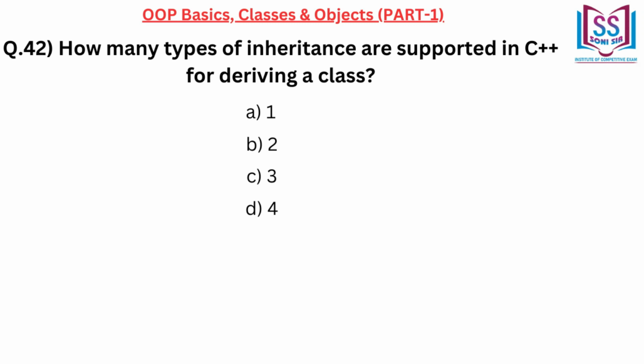How many types of inheritance are supported in C++ for deriving a class? A. 1. B. 2. C. 3. D. 4. Correct answer, C. There are 3 types of inheritance possible: private inheritance, protected inheritance, and public inheritance. The inheritance defines the access specifier to be used with the inherited members in the derived class.